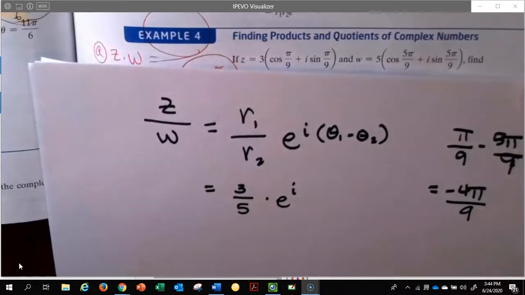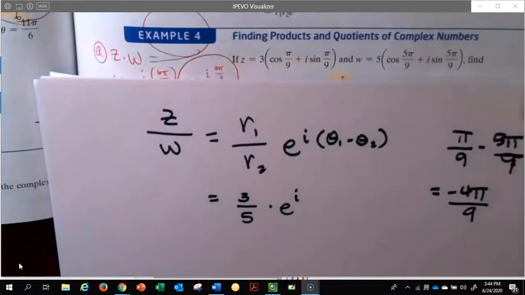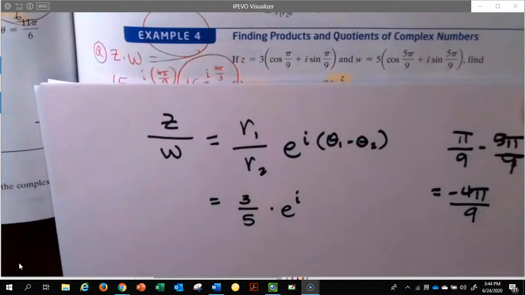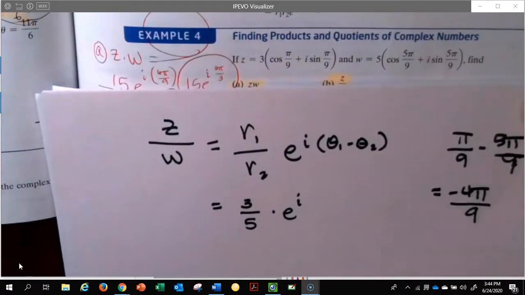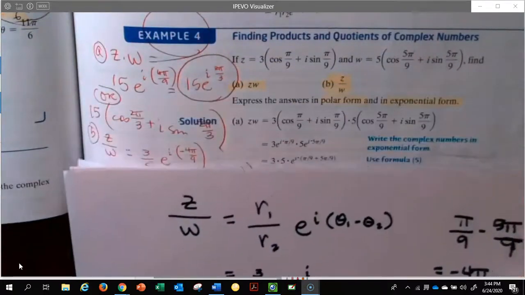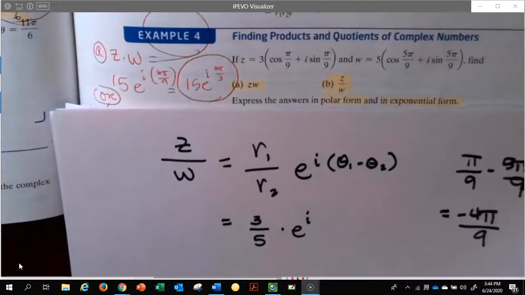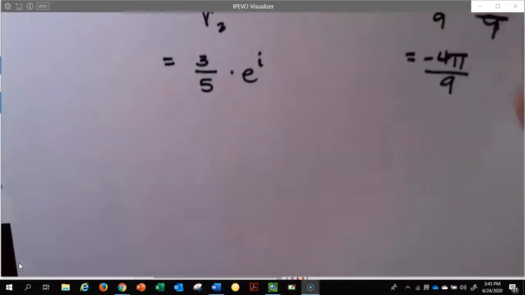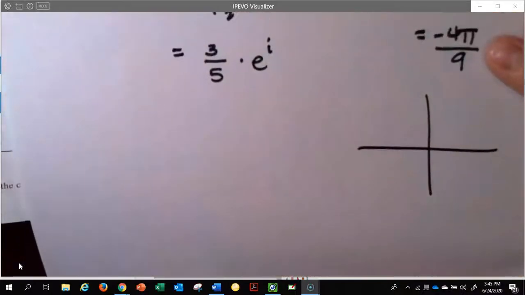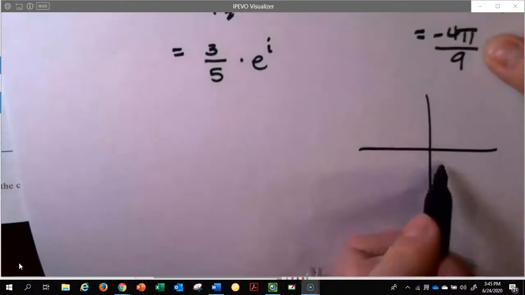That's not going to work. It can't be negative. It's got to be between 0 and 2 pi. Since it's not, I need to back up. I'm looking around for a graph, and let's create our own graph. Negative 4 pi over 9 is just under a half.